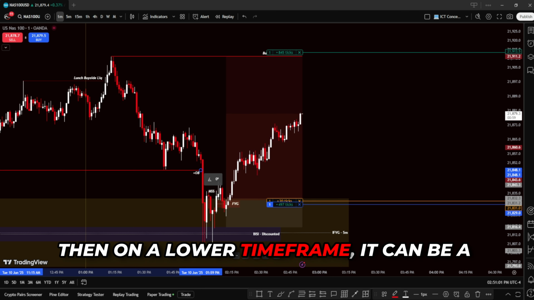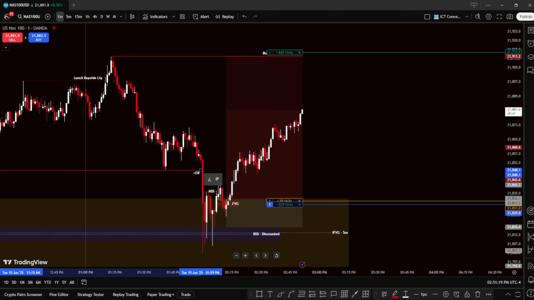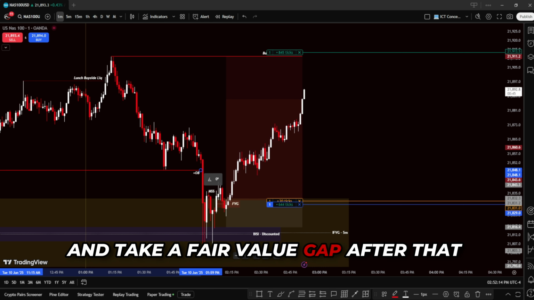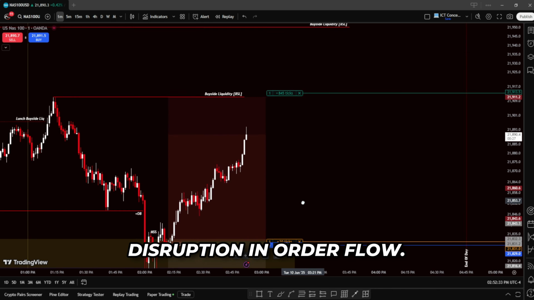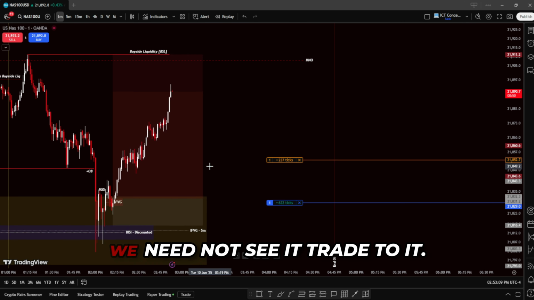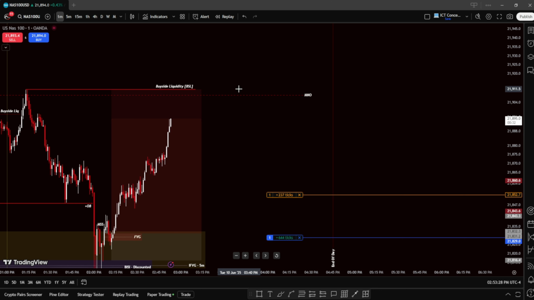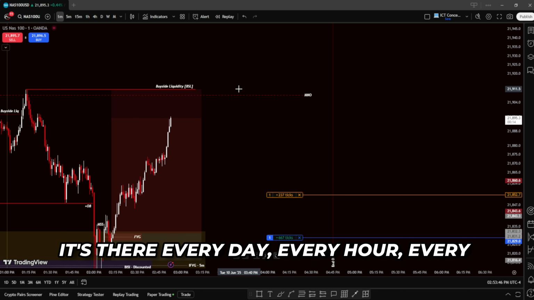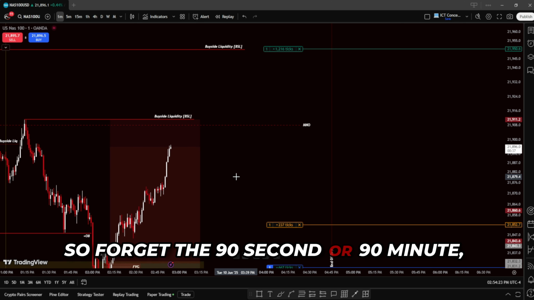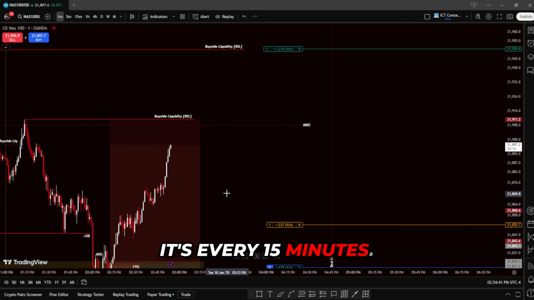Then on a lower time frame, it can be a 5-second chart. It could be a 1-second chart. It doesn't matter. But I gave him a 30-second chart because it's easy to get in there and take a fair value gap after that disruption in order flow, knowing that the market will gravitate towards that liquidity. We need not see it trade to it. It's there every day, every hour, every 15 minutes. So forget the 90-second or 90-minute. It's every 15 minutes. It's there.